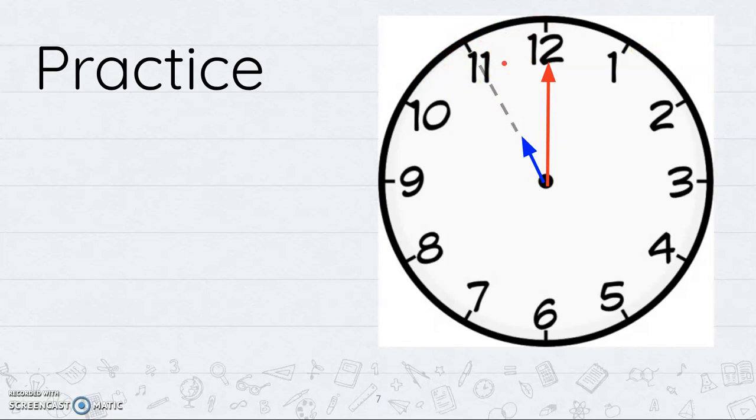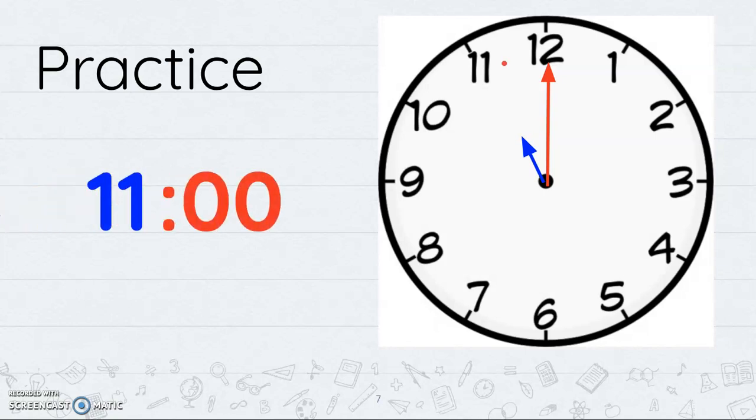Step 2. Now look at the longer hand. Let's look at where the red hand hits. It hits 12 exactly. Now this is a special case because the number 12 in minutes means 0 minutes. So when the longer hand hits 12, there are 0 minutes. The last and final step, put the two numbers together with the shorthand first and the longer hand second. Our answer would be 11 o'clock.